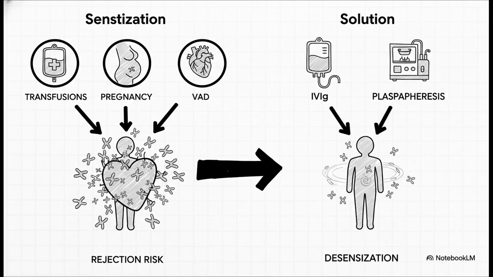Now, where do these antibodies come from? Well, they can come from blood transfusions, which is exactly why we're so cautious with them pre-op, pregnancies, or even from mechanical circulatory support devices. For these highly sensitized patients, we have strategies like desensitization therapy, using IVIG or plasmapheresis to try and lower their antibody levels and give them a better shot at finding a compatible donor.